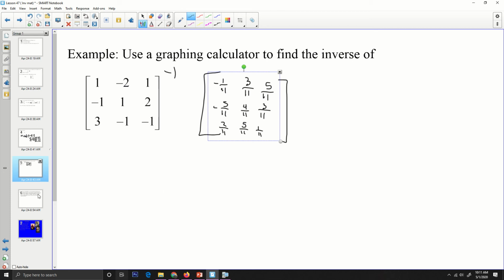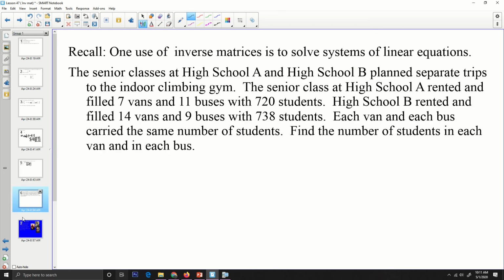All right, so an application that we have seen before. One use of inverse matrices is to solve systems of linear equations. Senior classes at high school A and high school B plan separate trips to the indoor climbing gym. The senior class at high school A rented 7 vans and 11 buses filled with 720 students. High school B rented and filled 14 vans and 9 buses with 738 students. Each van and bus carry the same number of students. Find the number of students in each van and bus.